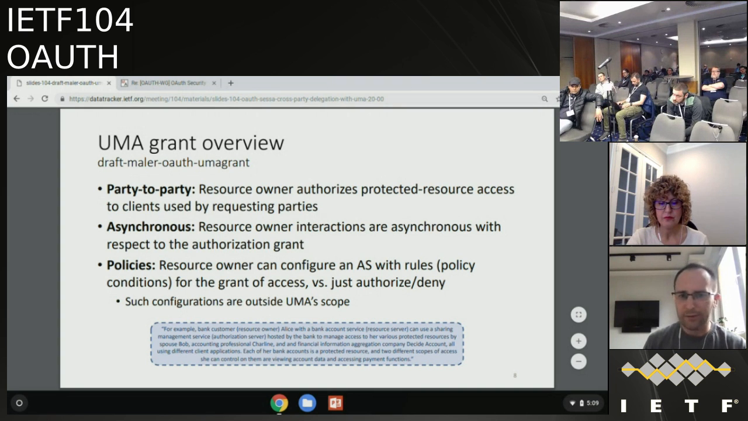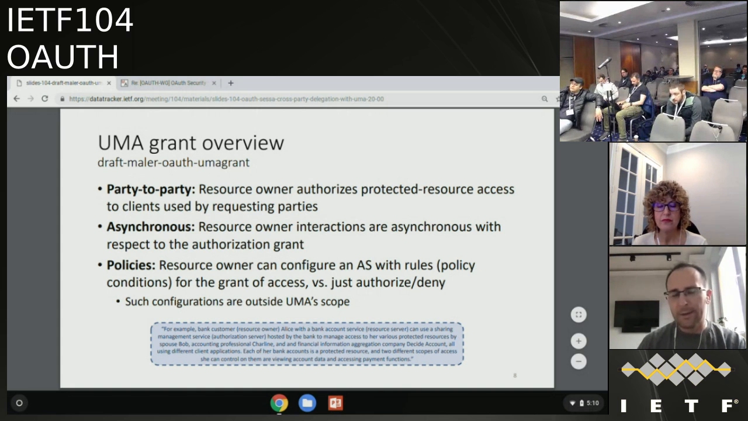The example in the spec basically says the following. We have a bank customer, Alice, who has a bank account service, which is the resource server, and she can use a sharing management service, the authorization server, hosted by the bank to manage access to her various protected resources. She can manage access for her spouse, Bob, an accounting professional, Charlene, or a financial information aggregation company. All of those parties that can potentially access are the requesting parties. So the actual sharing happens not from Alice to Alice, but from Alice to Bob or various other parties.